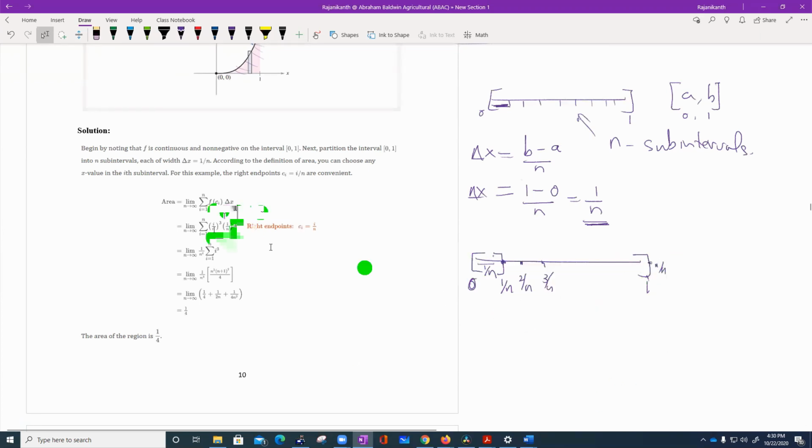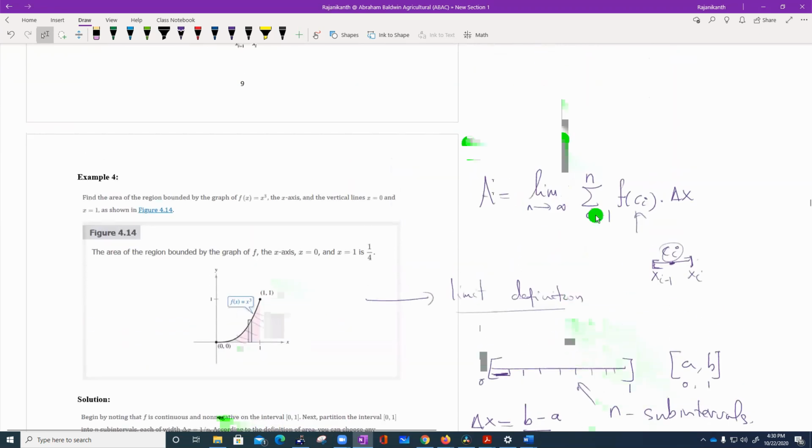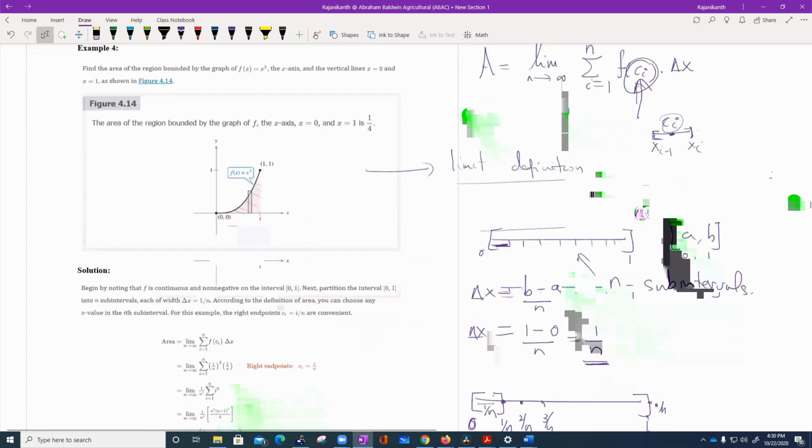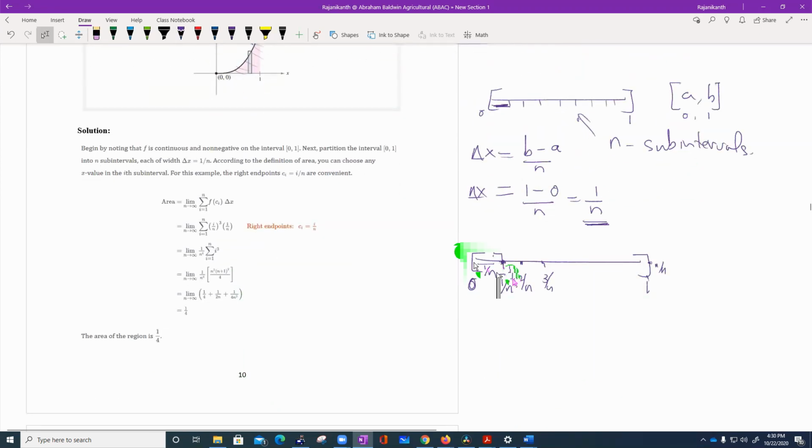Okay. Now here, what are they doing? They are taking c_i. Remember in my formula, this is my formula, right? I told you c_i is a point inside the closed interval. You could take endpoints as well. So here they are choosing c_i as a right endpoint, the right endpoint for each subinterval.